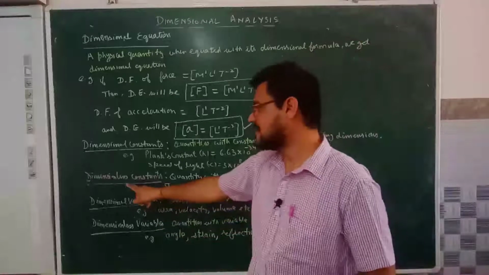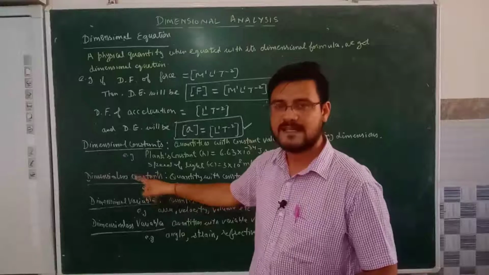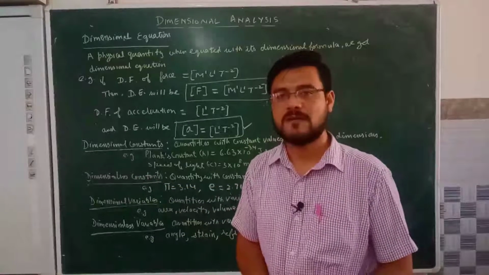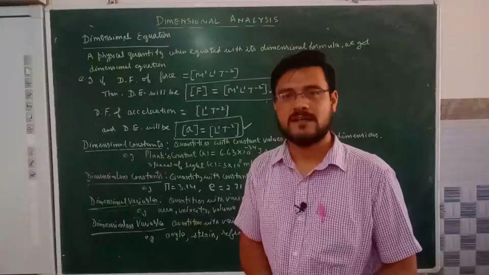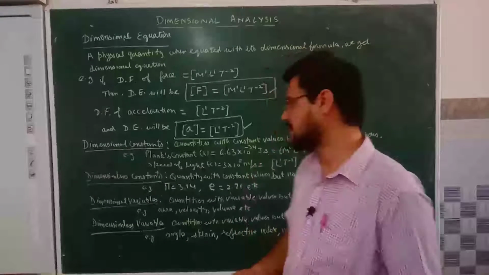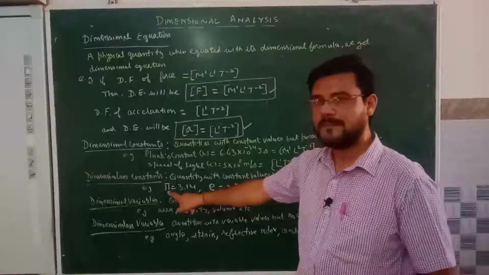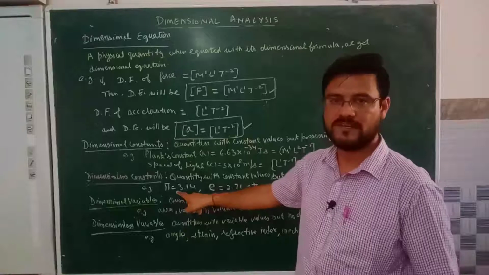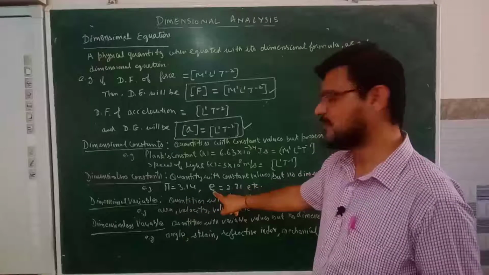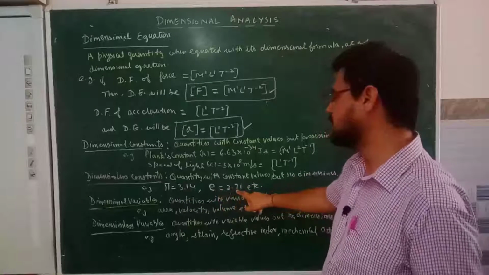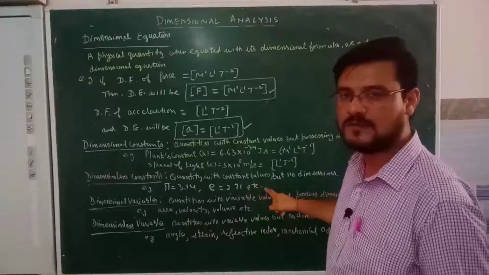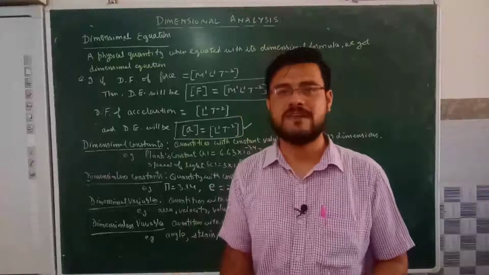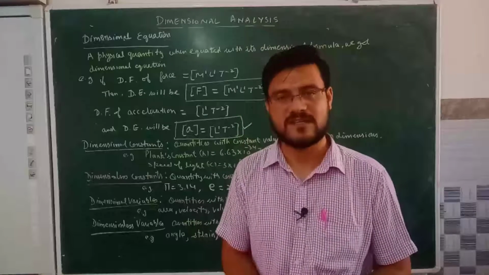Then there are dimensionless constants also. These are the physical quantities which possess fixed, constant values, but do not have any kind of dimensional formula associated with them. For example, pi, which is 3.14, a fixed number with no dimensional formula. Then the exponential factor e, which has a fixed value of 2.71. And also numbers like 1, 2, 3, 4, 5, 6. These have fixed values but do not possess any dimensions.